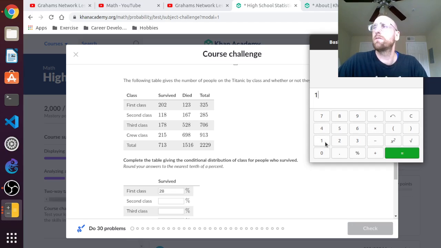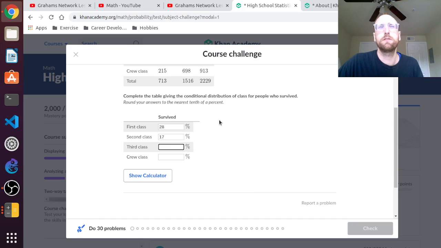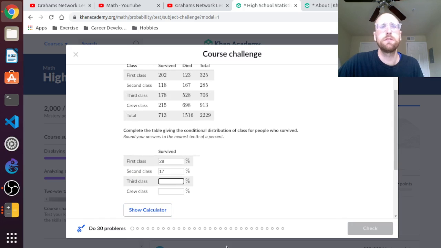All right, so to get the percentage in second class, we do 118 divided by 713. So of the total people that survived, what percent of those people were in second class? To figure that out, we do 118 divided by 713. And we see, because this is a 5 here, it gets rounded up, so we have 17%. All right, so let's do the same thing for third class.